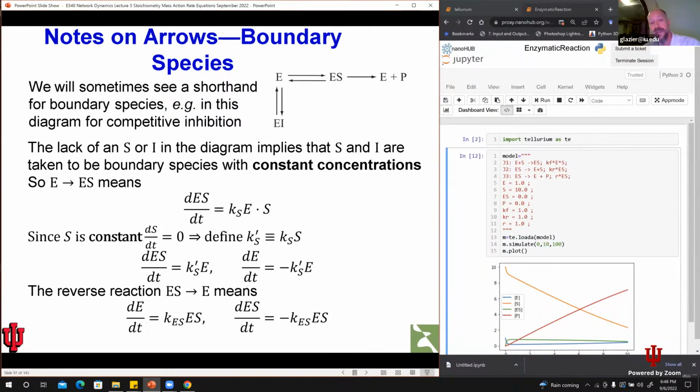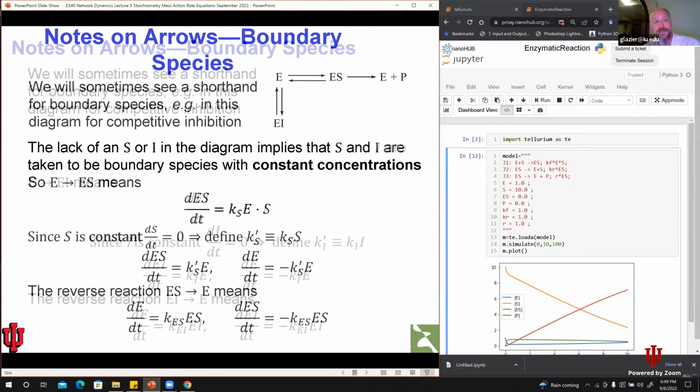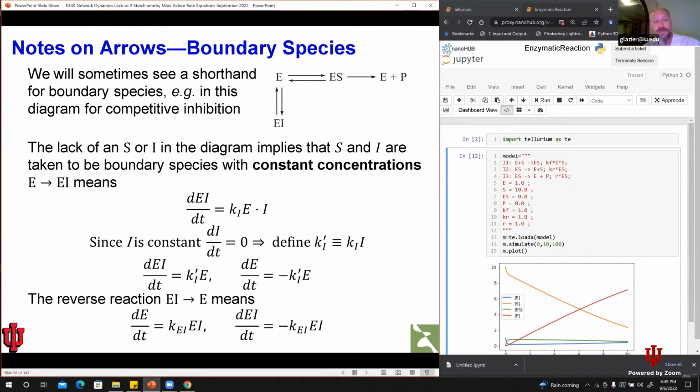In general, when you see it like this, and you don't see I and S written explicitly, it implies that S and I are being treated as boundary species with constant concentrations. And so there's just some notation to convert that you have to get used to. I will try to avoid writing those unless I'm explicitly giving you a homework problem where you're supposed to puzzle that out.